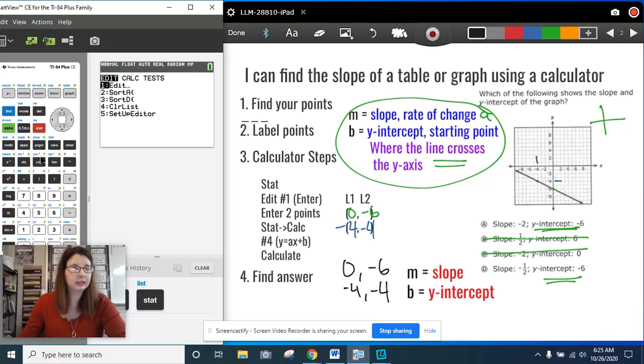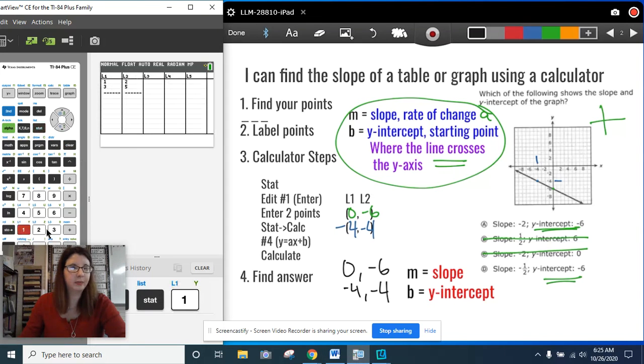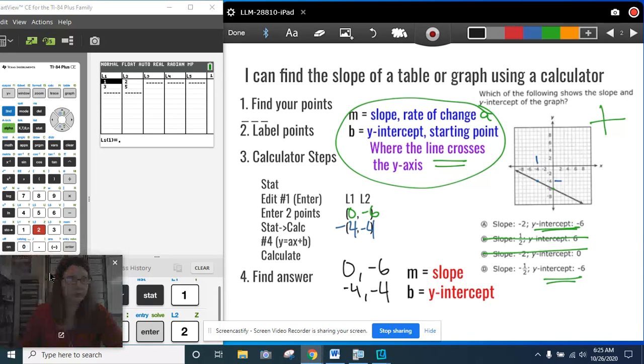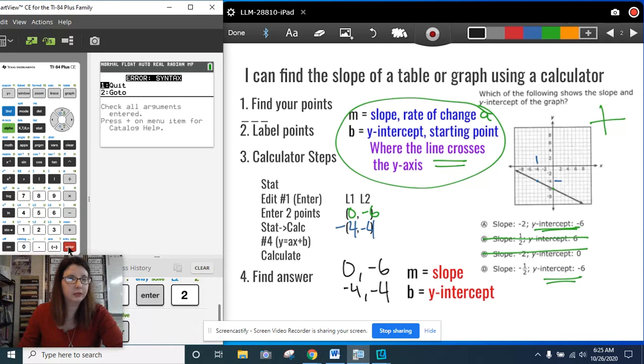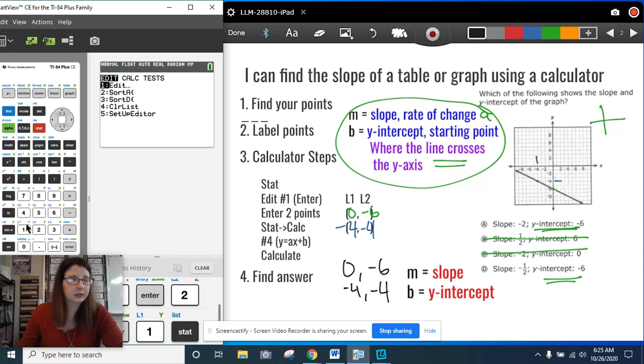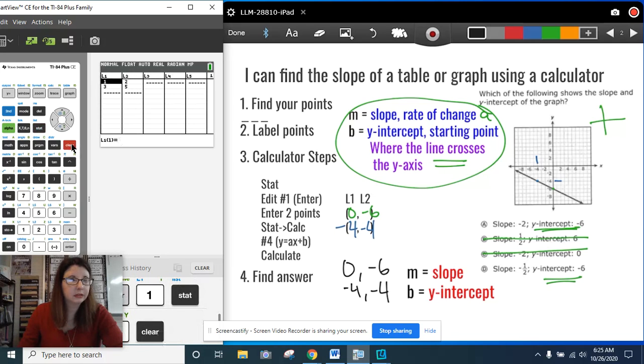I hit Stat and Edit. It's already on Edit, so I hit the number 1. And I've got to type in these points so that they look like that on the calculator. I have 0, and I hit Enter. Nope. Need to move this down a little bit. Stat, Edit, Clear. 0, Enter, and -4, Enter. I'm going to move my cursor over. So it's -6, Enter, -4.